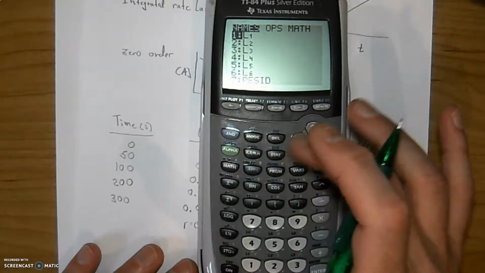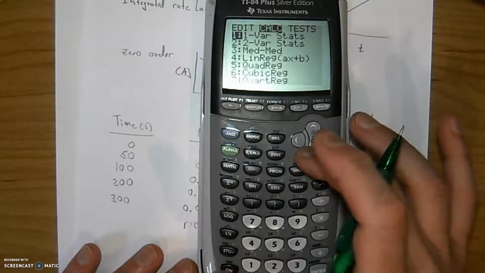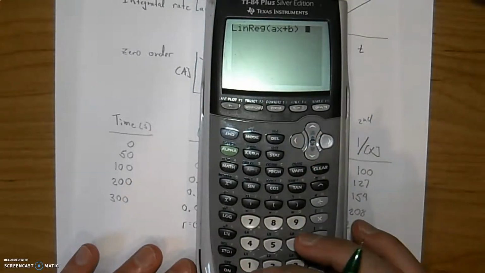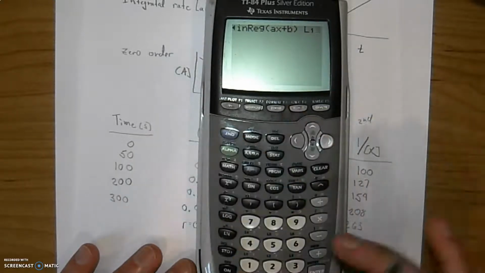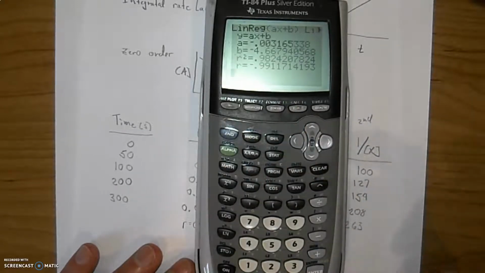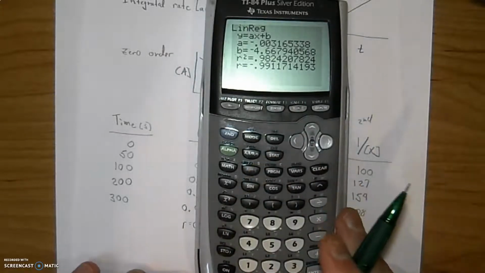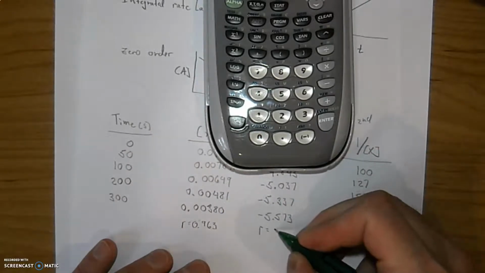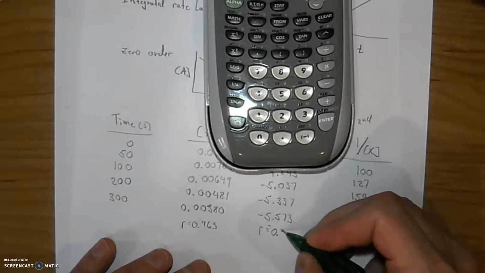where is it? Stats. Clear. Here we go. Calculate linear regression. And this time I want to do list 1 versus list 3. So second, list 1, comma, second, list 3. And this time my R value is pretty good, 0.991. So I'll write that down. R is equal to, it happens to be negative, 0.991.